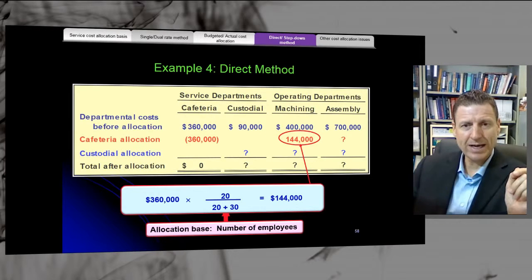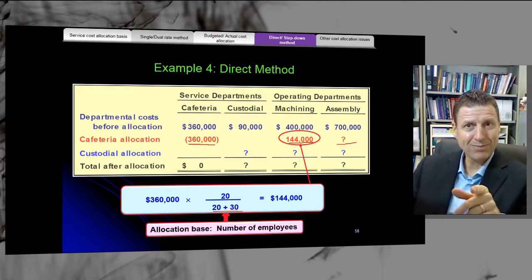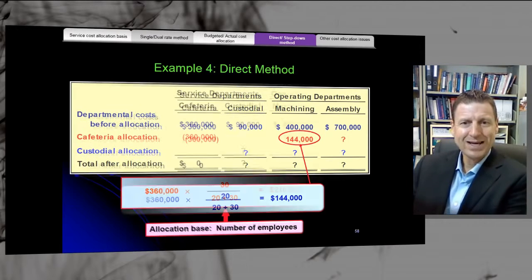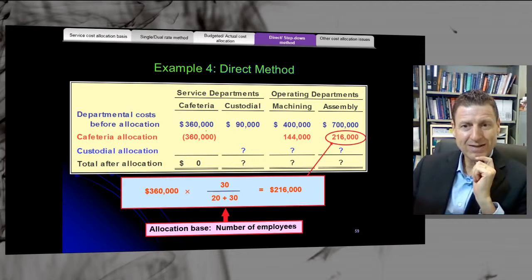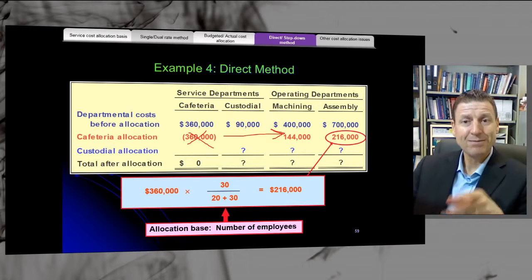So cafeteria, we're going to allocate 360,000 and we want to allocate 40%, that is 20 out of 50, to machining. Therefore, how much are we allocating to assembly? It's going to be 60%. Yes, you got it. And we're using the allocation base of employees down here. You've got that, haven't you? So let's have a look at the allocation that goes to assembly. That is 30 divided by 50. 30/50 is 60%. 60% of 360 is 216,000. So there we have the full allocation of cafeteria over to machining and assembly.